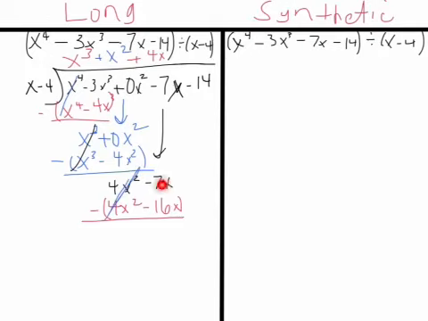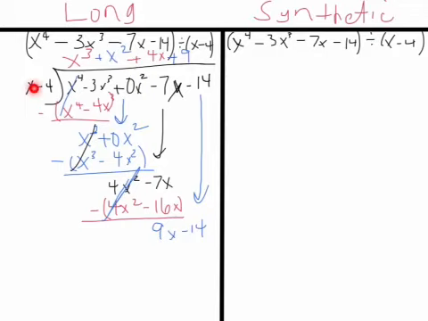And then we have negative 7x minus negative 16x. That basically makes this a positive, right? So that'll give me a 9x. Bring down the negative 14. Start again. So we're going to add a 9 up here.